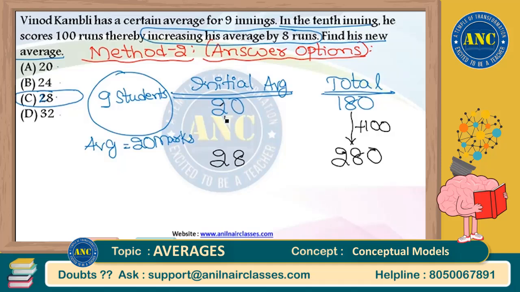Earlier the average was 20. Now it is 28. The average is increasing by 8, and that is exactly what is given in my question also, because it is satisfying the statement given in the question. My assumption of 28 is also right.